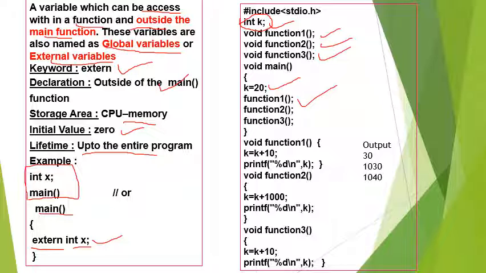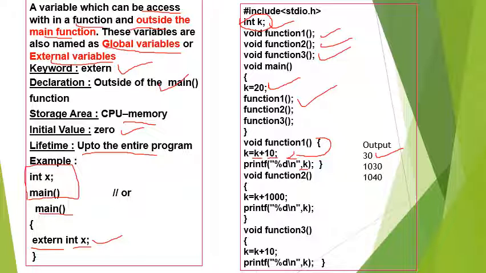In function 1, it is giving k equal to k plus 10. So in the main function we have given the value 20, so that value will be available for the entire program, for all the functions. So k is 20, and that value 20 plus 10 will be stored in k. While printing, we will get the value 30 here.